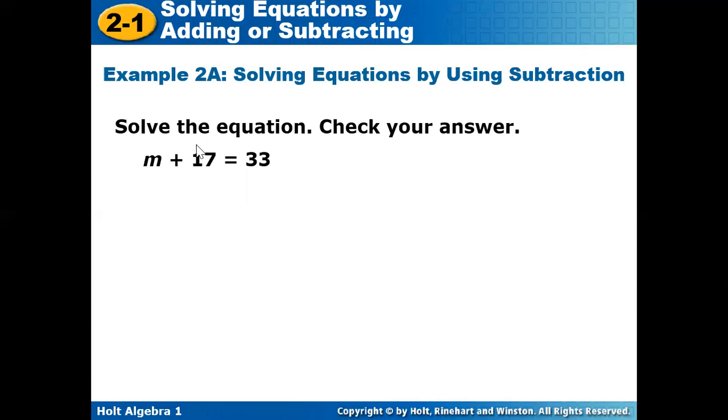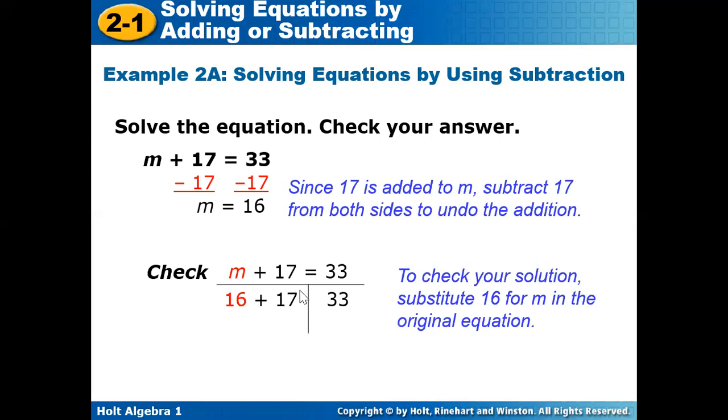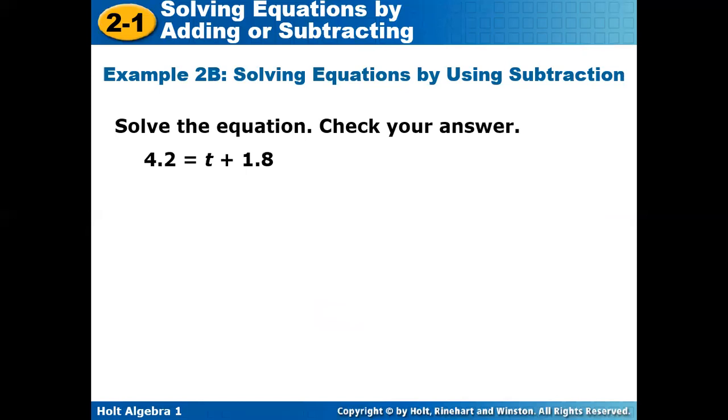In this particular example, we are adding 17, so in order to remove this positive 17 and get this m by itself, we're going to subtract 17. So it works the same, as long as you have the opposite operation, you get your answer. These two cancel out, and 33 minus 17 equals 16. And you can indeed check your answer by substituting it into the original problem, and you get your answer.